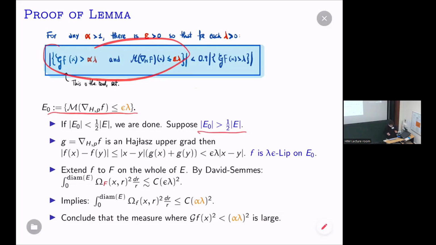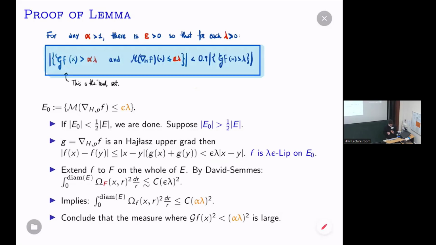Okay. Then on E naught, because of the property of the Hajłasz upper gradient, we have this fact. And because here Gx and Gy are somehow the Hajłasz upper gradient, and we know the maximal square function is small, then they're also small. So we get that f on E naught is an epsilon lambda Lipschitz function up to constants. Okay, and this happens on a large set.